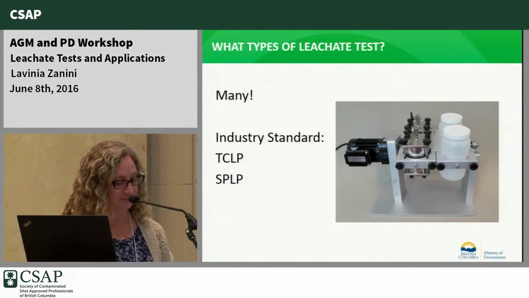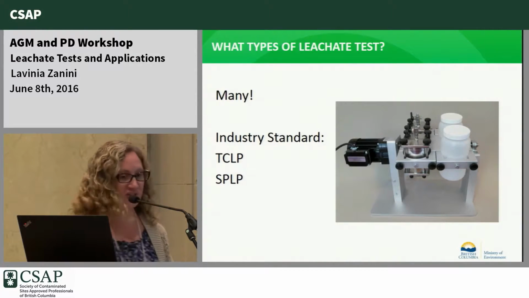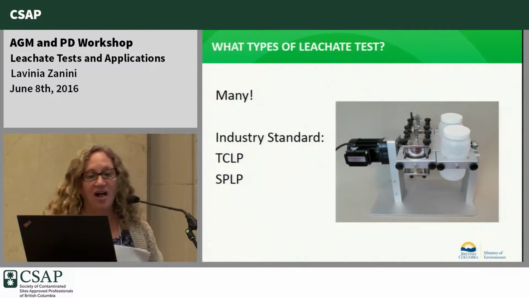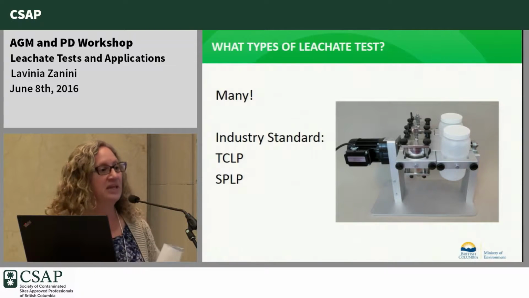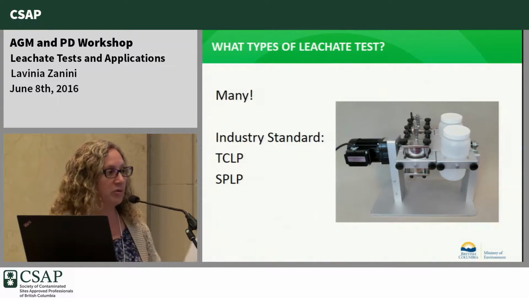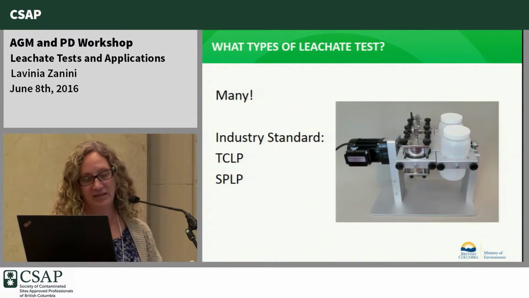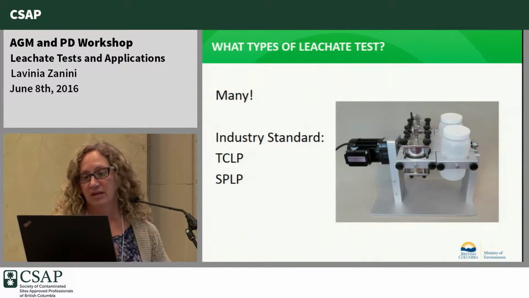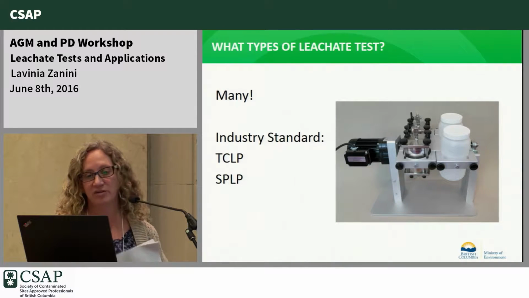So what types of leachate tests are there out there? Well, I determined that there are actually many. A lot of them, some for mining, some for sediment. It's amazing how many leachate tests there are. But the industry standards that we all know about and use are TCLP and SPLP. And that's just a picture of the device they use to determine these leachate concentrations.